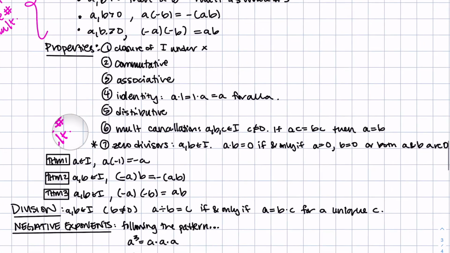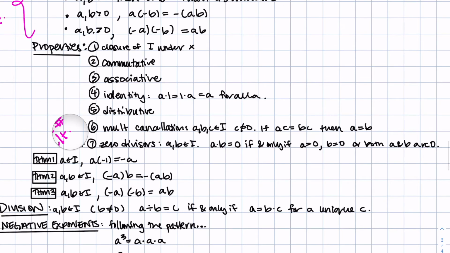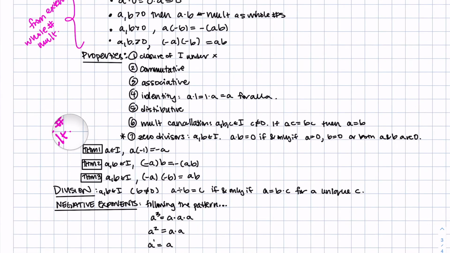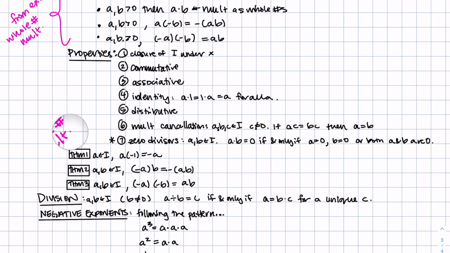So we won't. But what is important are these properties that we have for the integers under multiplication. Sorry, I don't know why this bubble is not going away. I'm hoping it will go away.